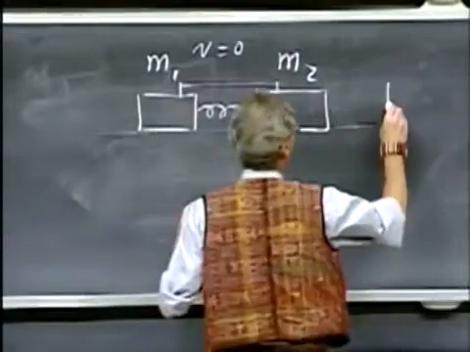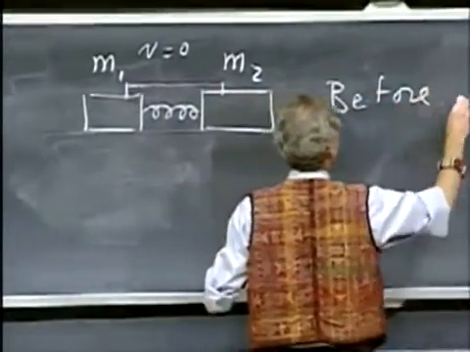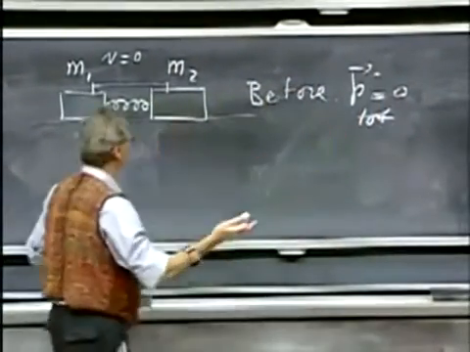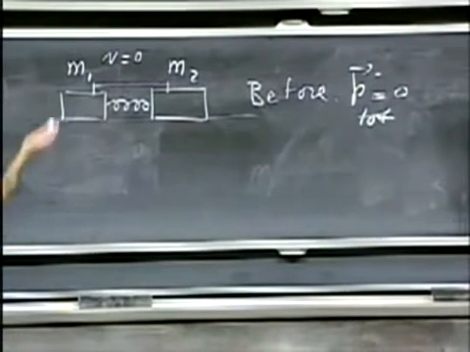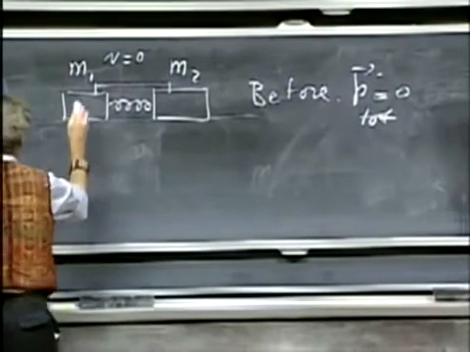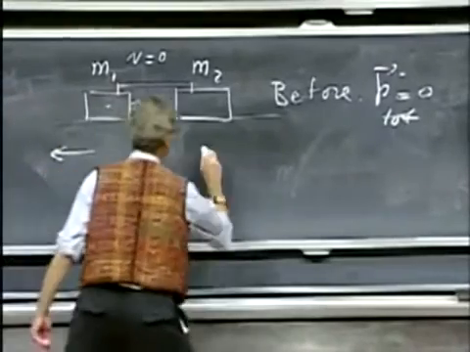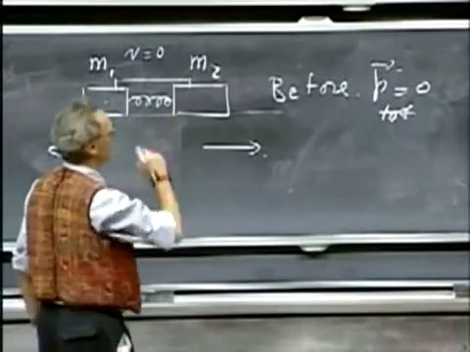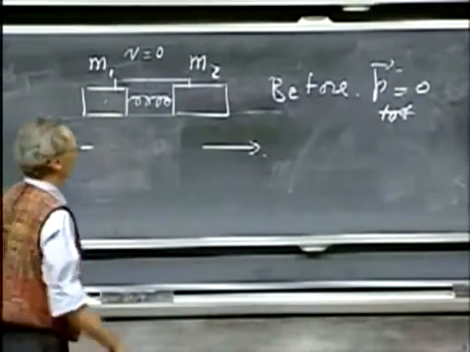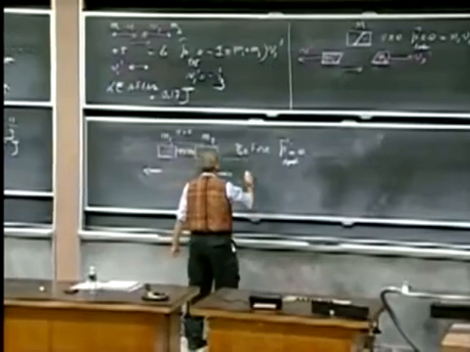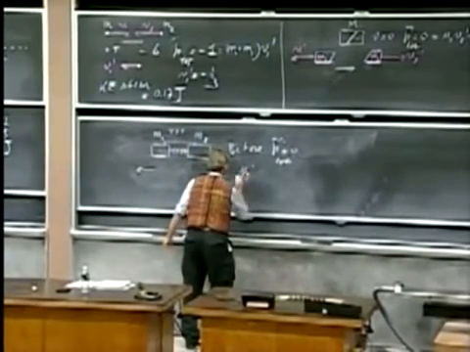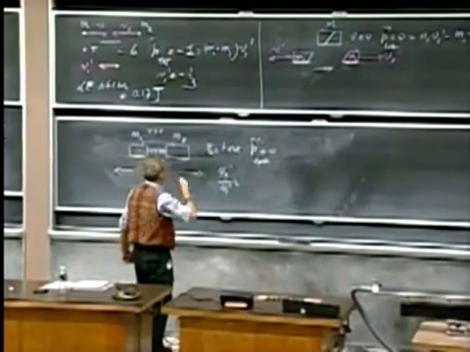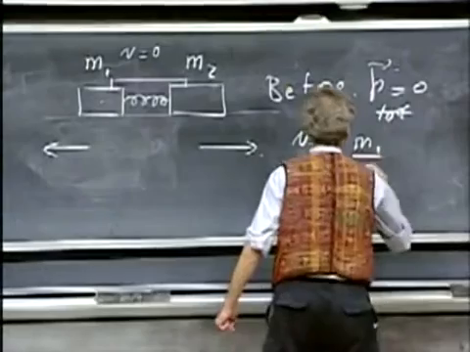This is the situation before. Momentum before is 0. Total momentum afterwards will also be 0. It's identical to what I did there. And so this object will fly in this direction, and this object will fly in that direction. And you already can tell what the ratio of the velocities will be, because you will see that v2 prime divided by v1 prime equals m1 divided by m2.